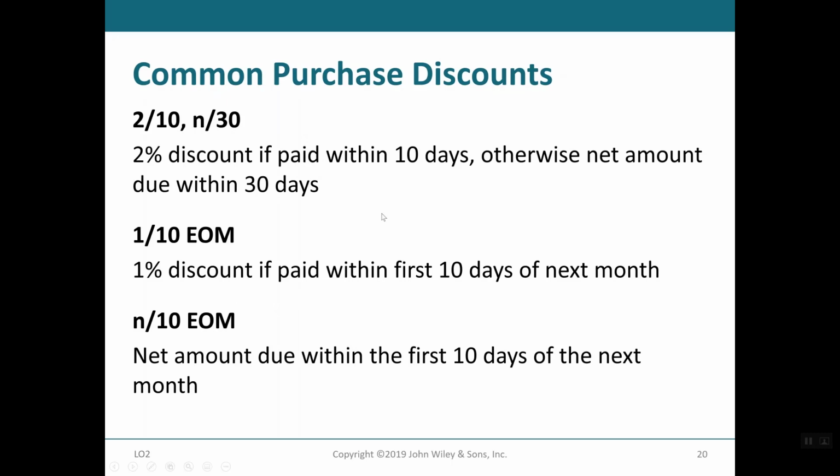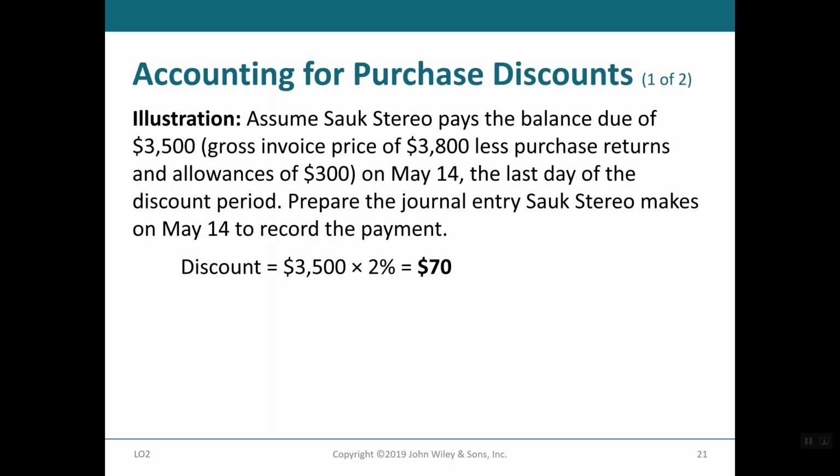We discussed this already: 2% discount if you pay within 10 days, otherwise the net amount is due within 30 days. Another is 1/EOM: 1% discount if paid by the first day of the next month, and the net amount due within the first 10 days of the next month. You want to get familiar with what these mean, so that when questions give this to you, you are able to calculate the discount as soon as you see it.